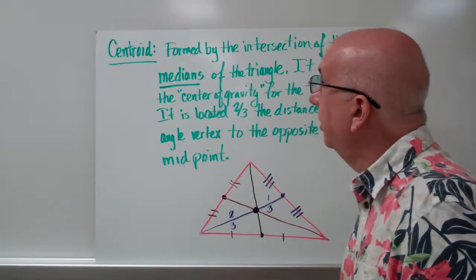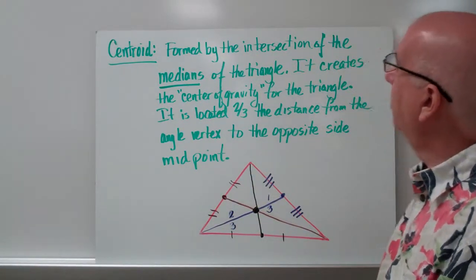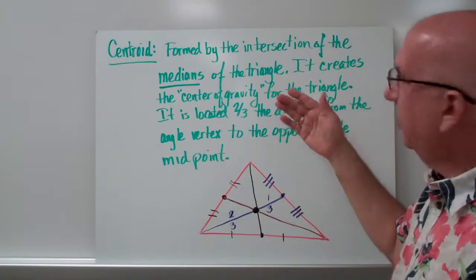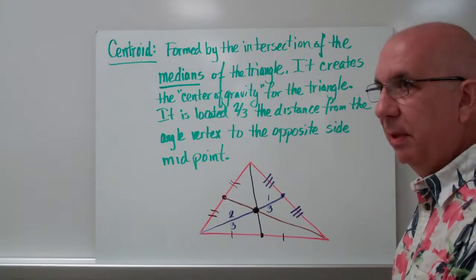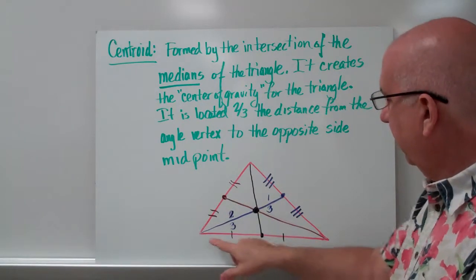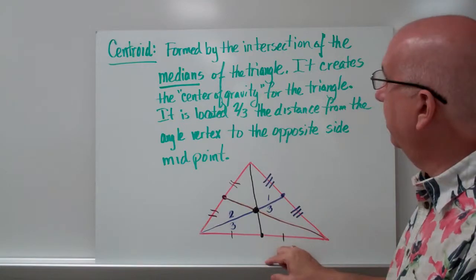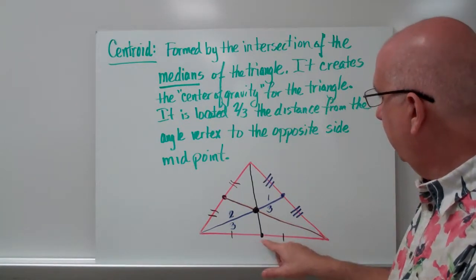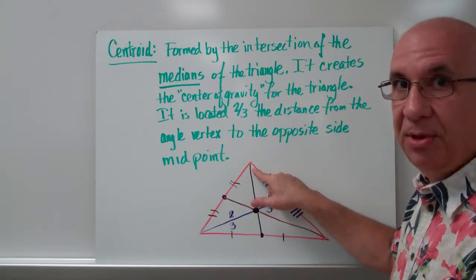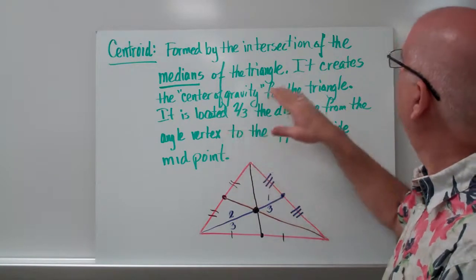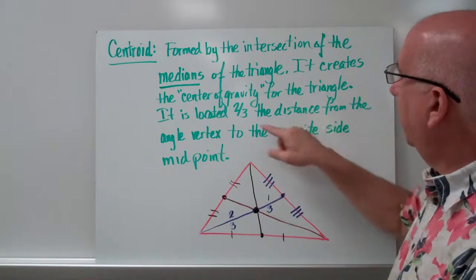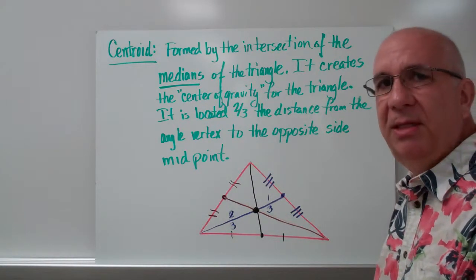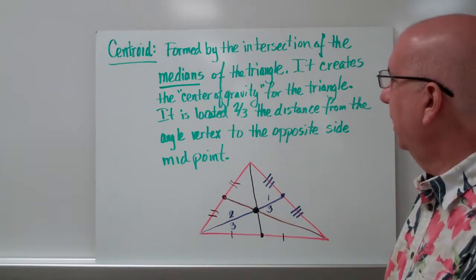The third type is called the centroid. It's formed by the intersection, or the point of concurrency, of the medians of the triangle. Now, what's a median? A median passes through the midpoint of each side and is connected to its opposite vertex. That's a median. So it's formed by the intersection of the medians of the triangle. It creates the center of gravity for the triangle.